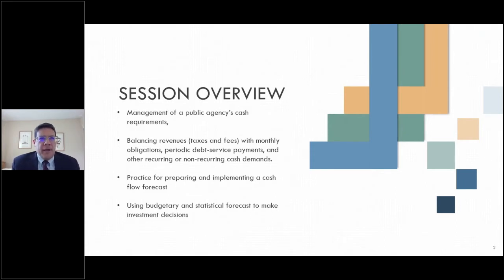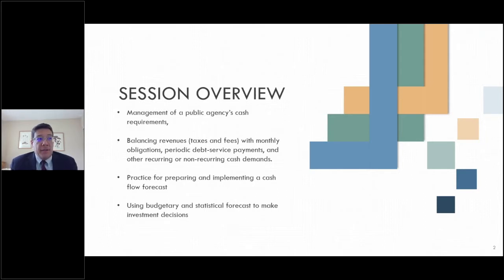Most of my comments and my points today will be focused on the actual process of cash flow forecasting. We'll have a little bit of a discussion on the markets and how you can approach structuring a portfolio. But mainly, our focus here is ensuring that you can manage your agency's cash requirements. You are understanding how revenues and expenditures affect the bottom line in terms of cash available for investment.